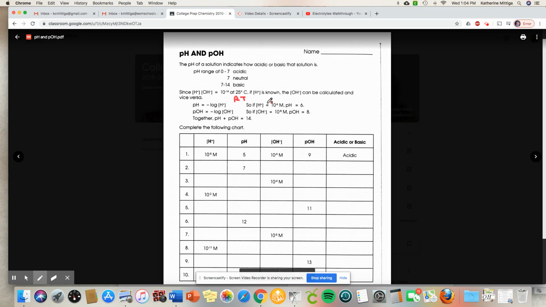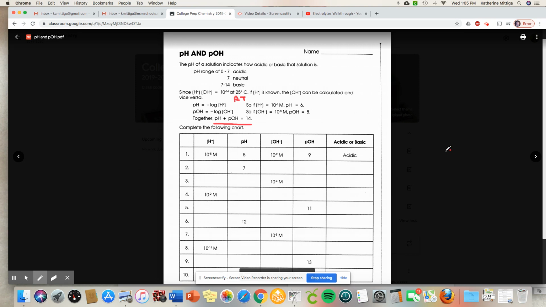pOH, same idea. So if H plus concentration is 10 to the minus 6, you take that exponent and you just make it a positive 6. So your H plus concentration is 10 to the minus 6, your pH is 6. And you know the pH scale. pH of 6 would be weak acid, slightly acidic, almost to neutral. Same idea here. If you know the OH minus concentration, 10 to the minus 8, you bring that exponent down, make it positive, pOH is 8. Now, pOH is not going to tell you acid or base because we only relate that to our pH scale. So together, they should equal that 14.